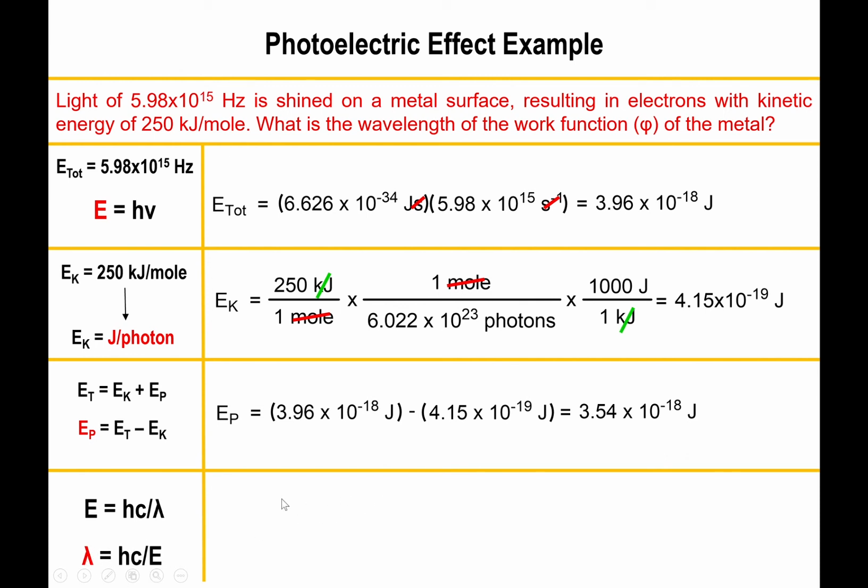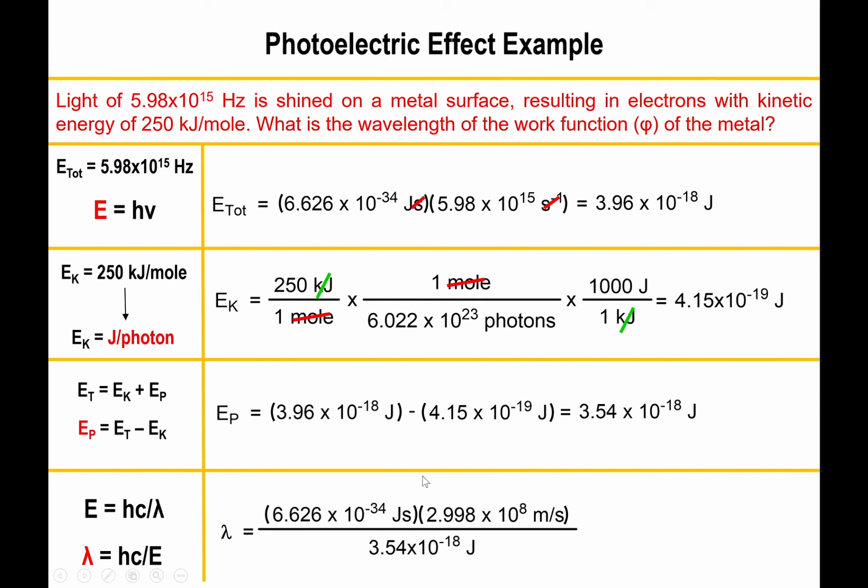So now we're going to multiply Planck's constant by the speed of light and divide it by the potential energy, which is 3.54 times 10 to the negative 18 joules. Alright, so we're going to have the following setup. Wavelength equals 6.626 times 10 to the negative 34 joules times second times 2.998 times 10 to the 8 meters per second divided by 3.54 times 10 to the negative 18 joules. You can see right here that the joules will cancel out, the seconds will cancel out, and you'll end up with units of meters. Although not specified in this problem, I am going to convert the meters to nanometers.